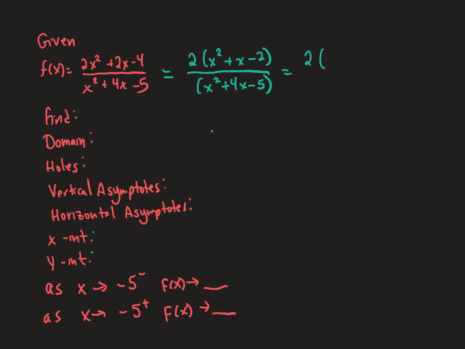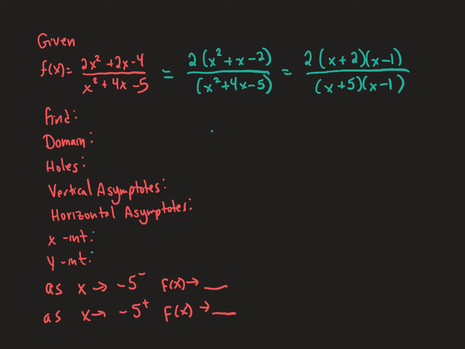So the top I could factor: two numbers that multiply to negative 2 and add to positive 1 are going to be positive 2 and negative 1. And then on the bottom, two numbers that multiply to negative 5 but add to positive 4 are going to be positive 5 and negative 1. Now obviously you see that we have this factor that will cancel, but I don't want to cancel it quite yet.